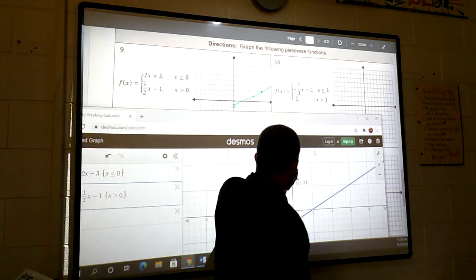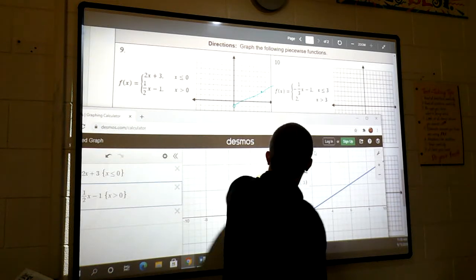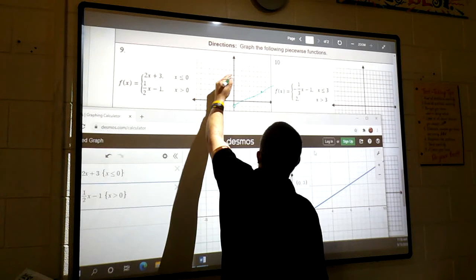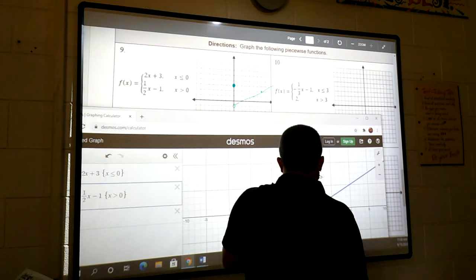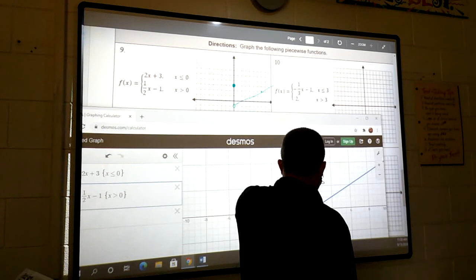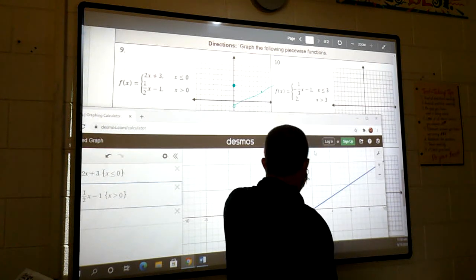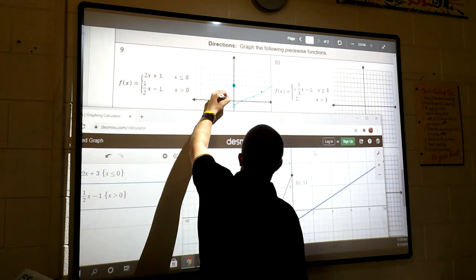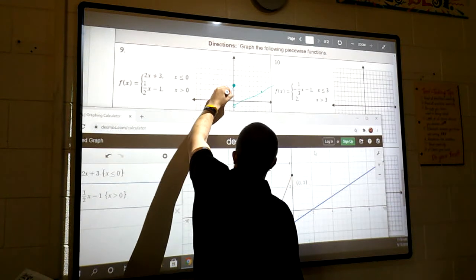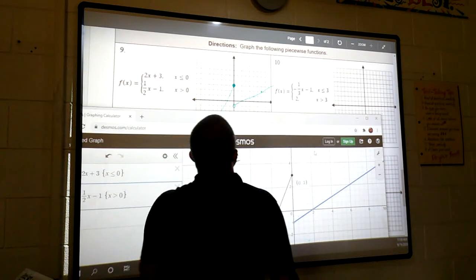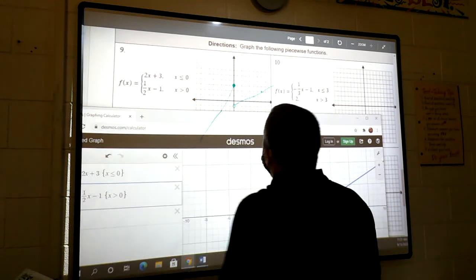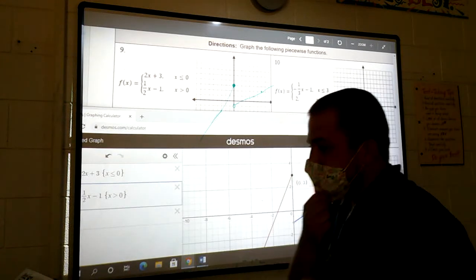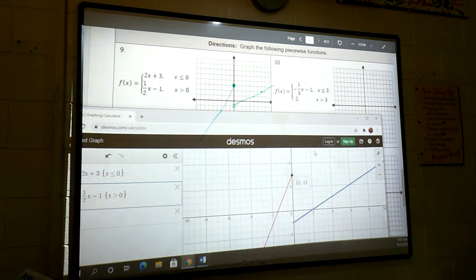And then for the top one, this is at 0, 3. So 1, 2, 3. It's a closed circle. And then it crosses, if you look where it crosses at, that's 1.5. You could actually click on that and it will tell you it's -1.5. So it's like right here. So you can make your line going that way. And that should go off your graph. That would continue. All right, so you have your two equations. So that's how you graph the piecewise functions using Desmos.